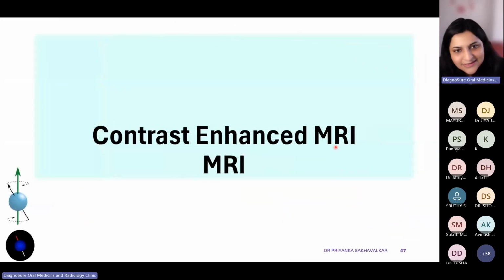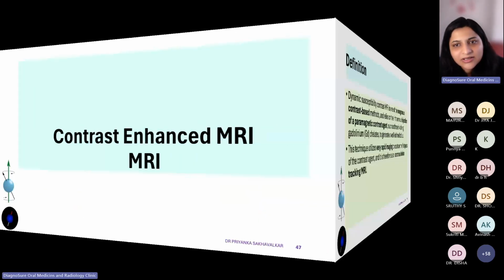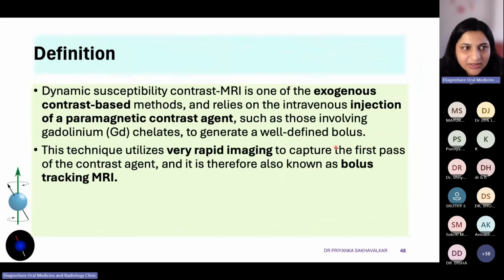Coming to contrast enhanced MRI, there are two types of contrast enhanced MRI. First is dynamic susceptibility contrast, which is one of the exogenous contrast based methods. It is real time imaging. It is based on change in magnetic susceptibility. It involves injection of gadolinium and it generates a well-defined bolus.